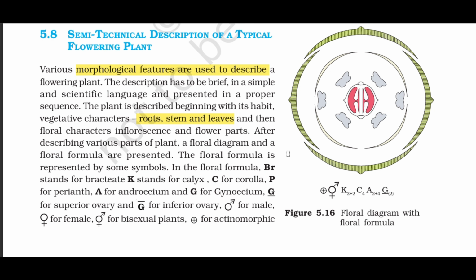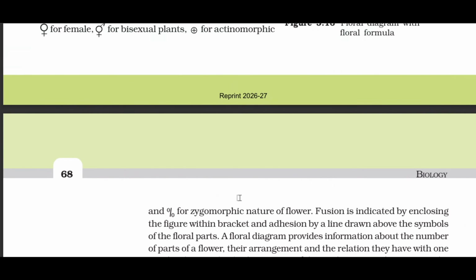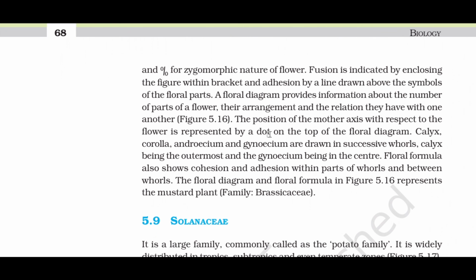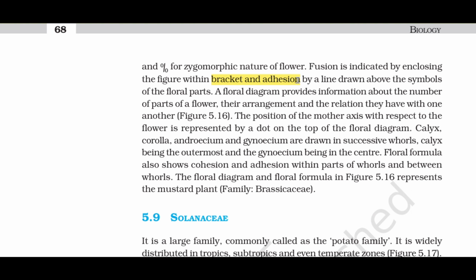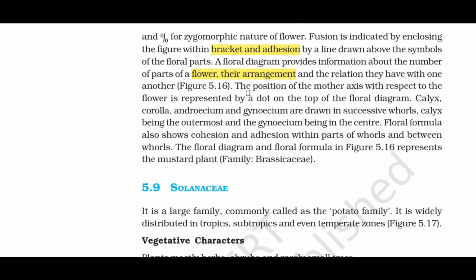The floral formula is represented by some symbols. In the floral formula, Br stands for bracteate, K stands for calyx, C for corolla, P for perianth, A for androecium and G for gynoecium, G underlined for superior ovary and G with a line above for inferior ovary, for male, for female, for bisexual plants, for actinomorphic, and for zygomorphic nature of flower. Fusion is indicated by enclosing the figure within bracket and adhesion by a line drawn above the symbols of the floral parts. A floral diagram provides information about the number of parts of a flower, their arrangement and the relation they have with one another, figure 5.16.